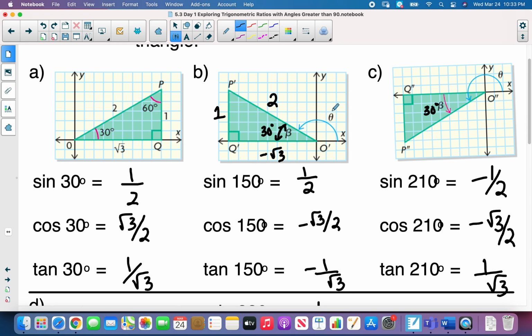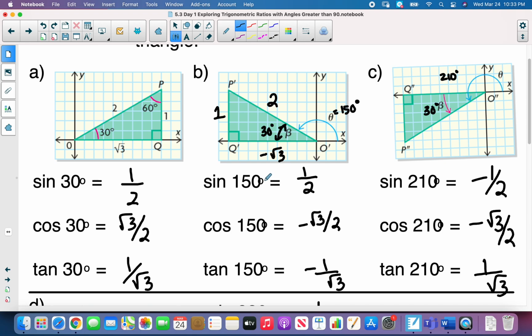In the second case, our angle is 180 minus 30, which is 150 degrees. And the third case here, our angle all the way from the initial arm to the terminal arm is 180 plus 30, which is 210. Okay, so if I wanted to find the sine of 30, it's 1/2, cosine of 30, it's root 3 over 2, tan of 30 is 1 over root 3.